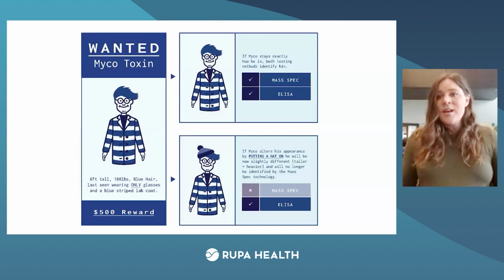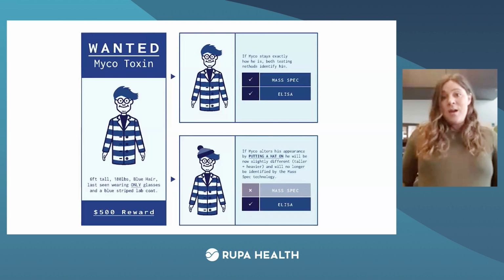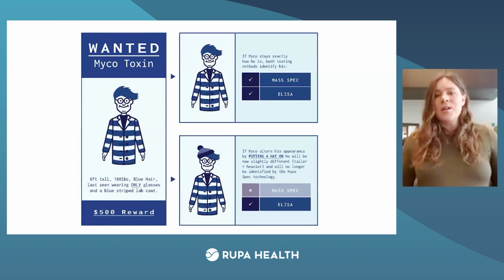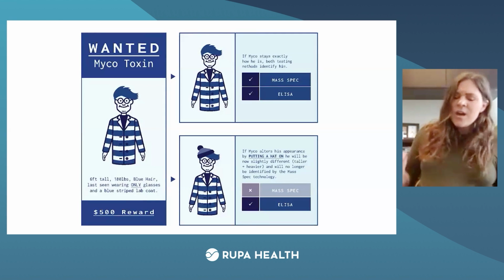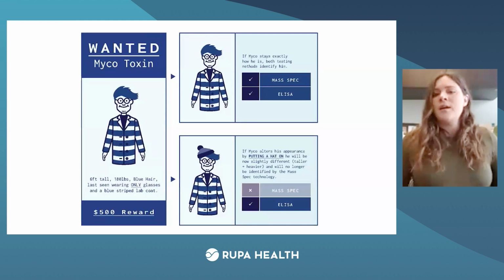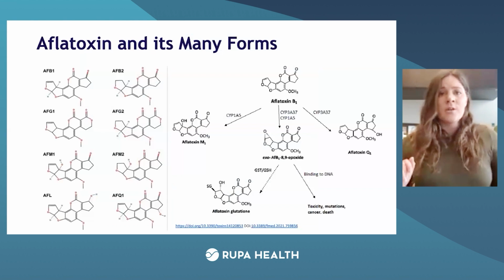But the issue is he doesn't always look like that. Sometimes he puts a hat on. Sometimes he takes his glasses off. Maybe instead of wearing a blue striped coat, he switches to a red stripe. ELISA's still going to pick up on that because it's highly sensitive. It's like, hey, this kind of looks like that guy. Mass spec is like, it's not exactly that guy. It's not necessarily going to pick it up. And again, that's where I think the ELISA style of testing is more helpful than mass spec in this situation.